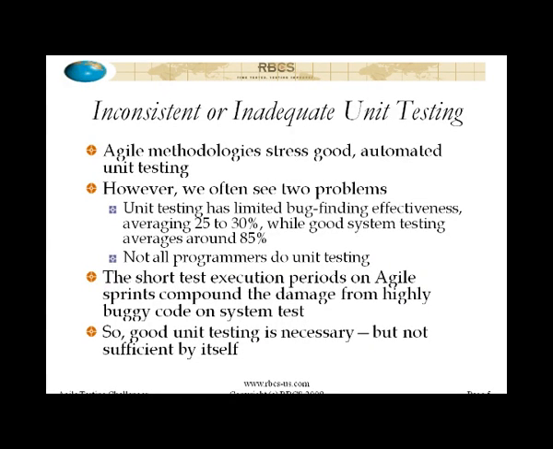Now, this brings us to another challenge, which is the inconsistent or inadequate use of unit testing facilities. Now, the Agile methodologies, to their, in my mind, great credit, do stress good automated unit testing, and so this is, I think, a strength of the Agile methodologies. But we do see a couple problems. One is sort of a theoretical problem. Unit testing is good, but according to Capers Jones's studies, it has fairly limited bug finding effectiveness.